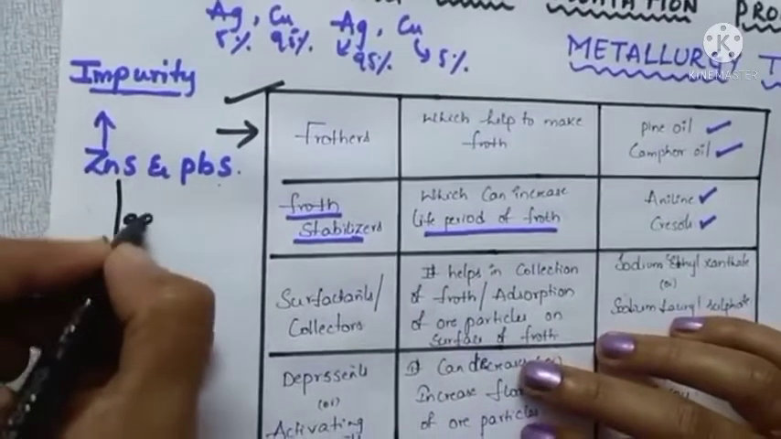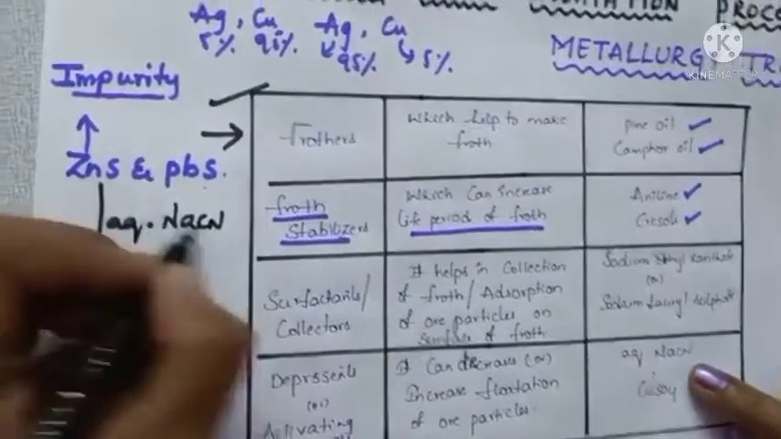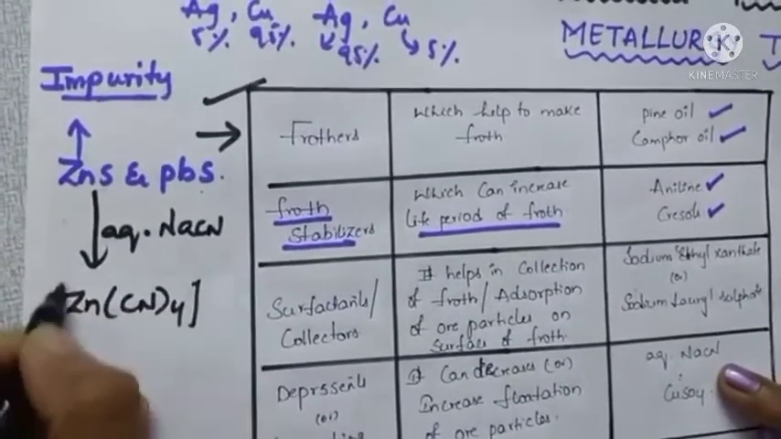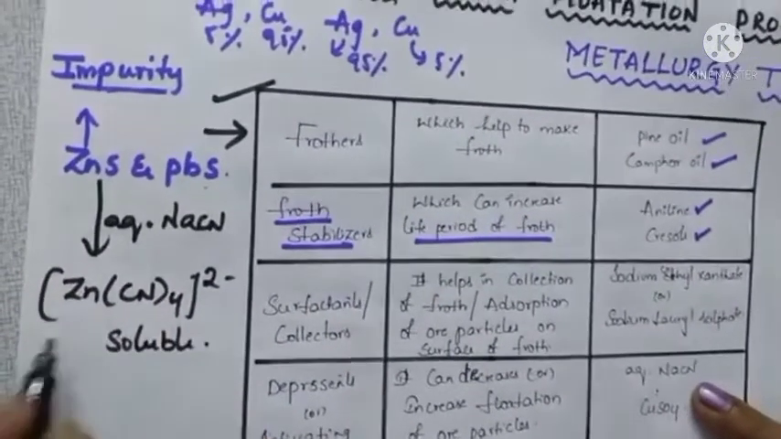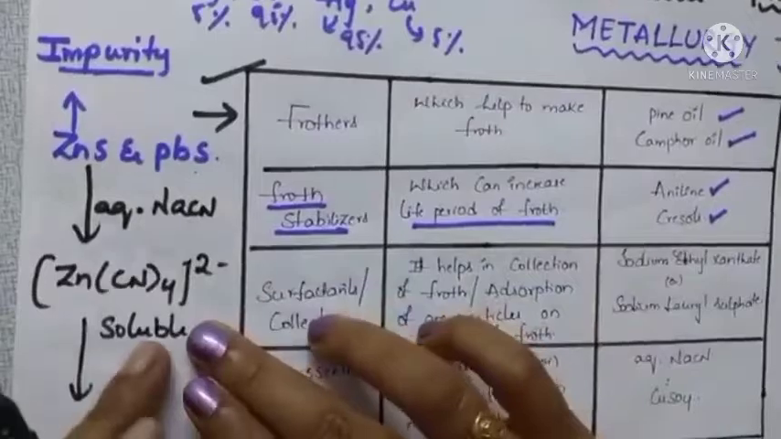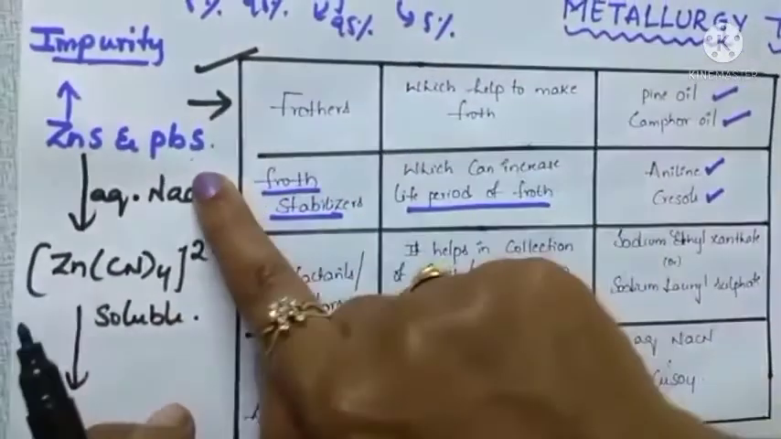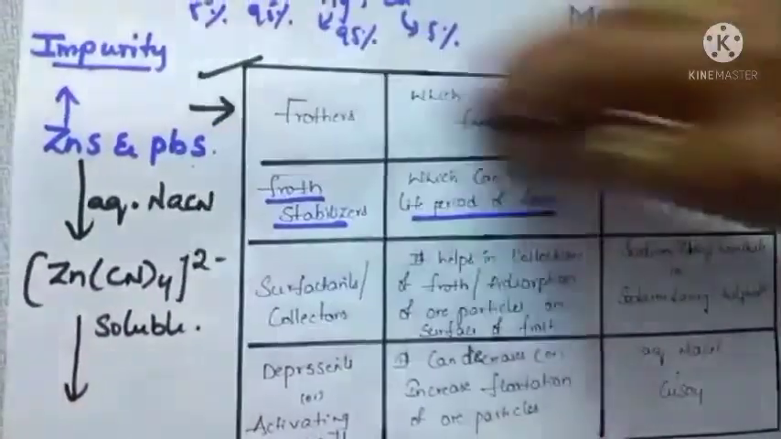We add a depressant like aqueous NaCN, so that Zn dissolves in this and forms a soluble complex, [Zn(CN)4]2-. This is soluble in water. Whenever this is a soluble complex in water, it won't float onto the surface. Then what happens? Only PbS floats onto the surface along with the foam. Then we separate the PbS.